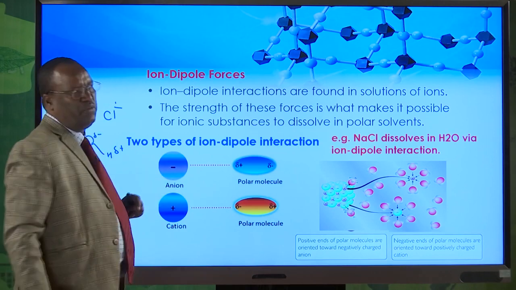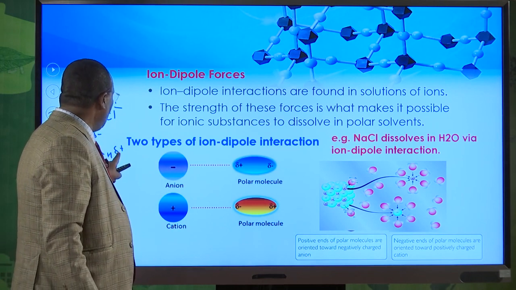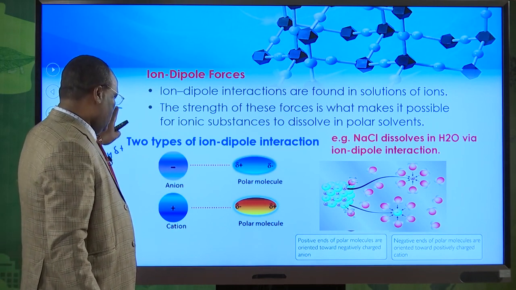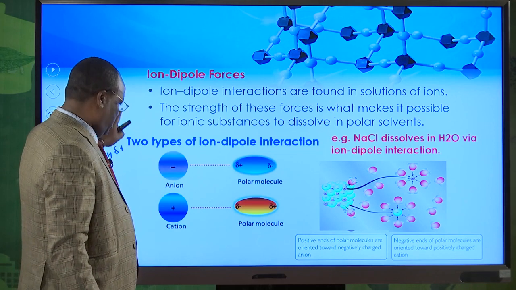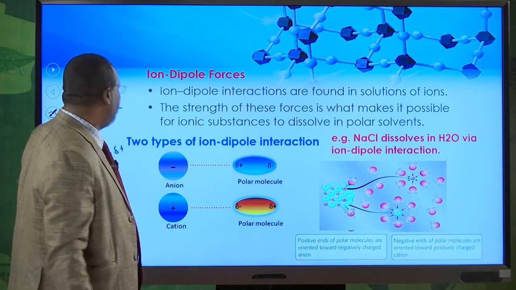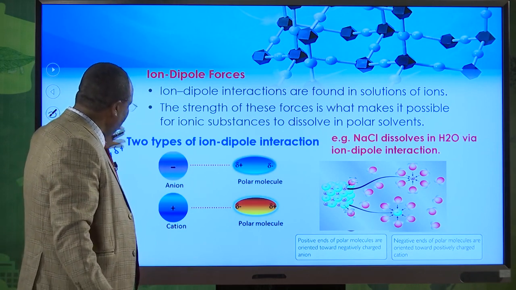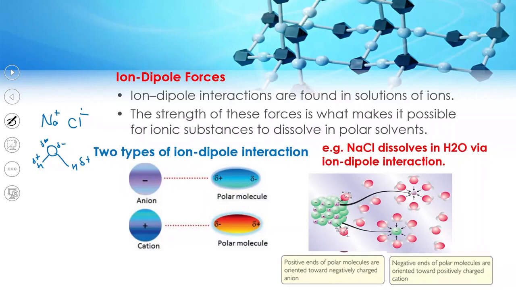What's the positive end of the polar molecule? The positive end of water? Hydrogen. The positive ends of water molecules are oriented towards the negatively charged anion. There is attraction between the negatively charged anion and the positive end of the water molecule. There is an interaction between the hydrogen side and the chloride ion.